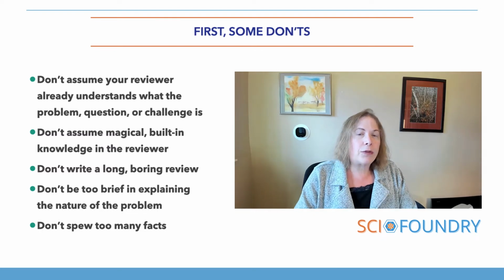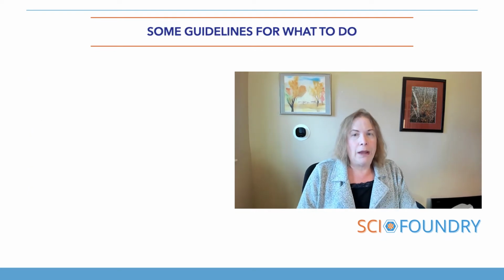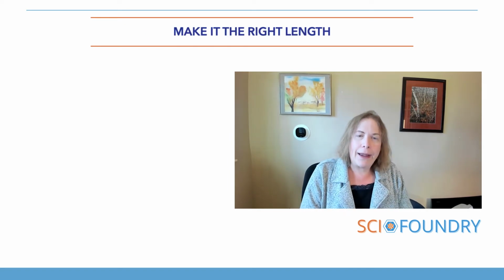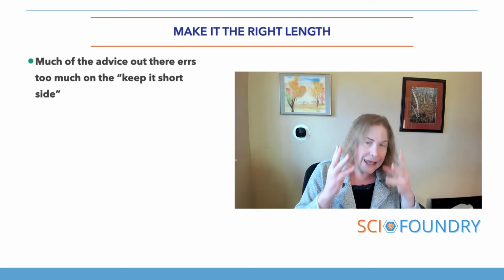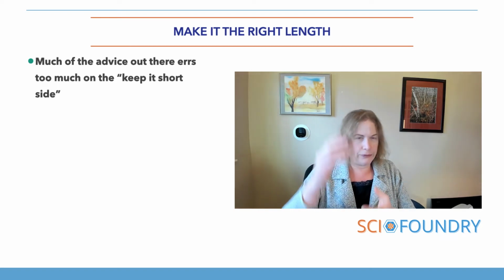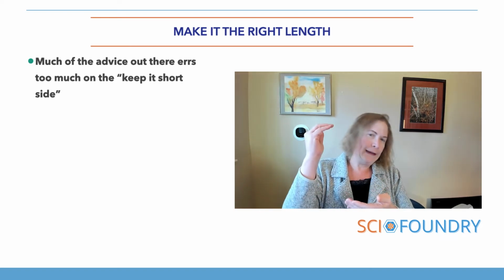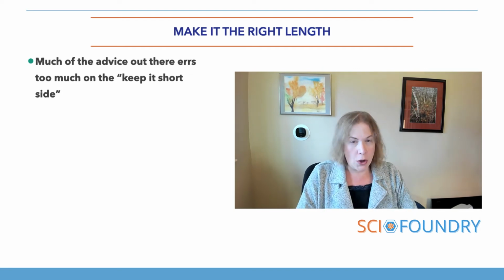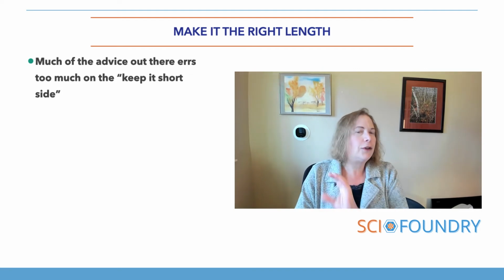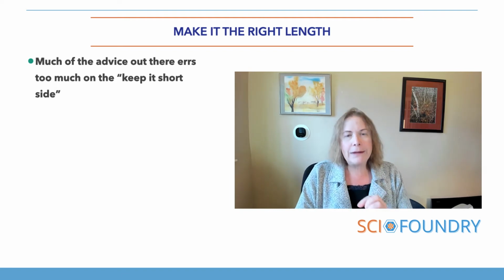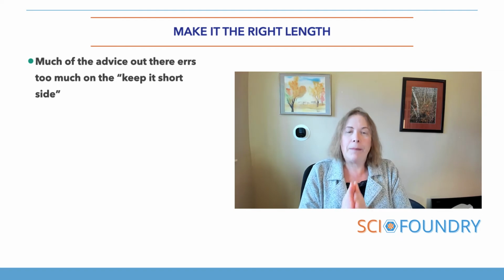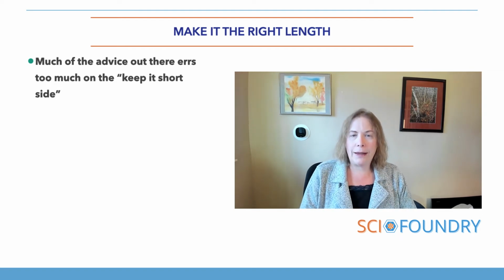So some guidelines for what you want to do. Make it the right length. This is the first thing. There's a lot of advice out there that errs on the side of keep it short, and there's even advice I've heard of that says half a page for your significance section is plenty. And I say, no, not enough. Not enough to do the heavy lifting of convincing the reviewer, especially if they're not familiar with your work, about the importance of the science that you're talking about.